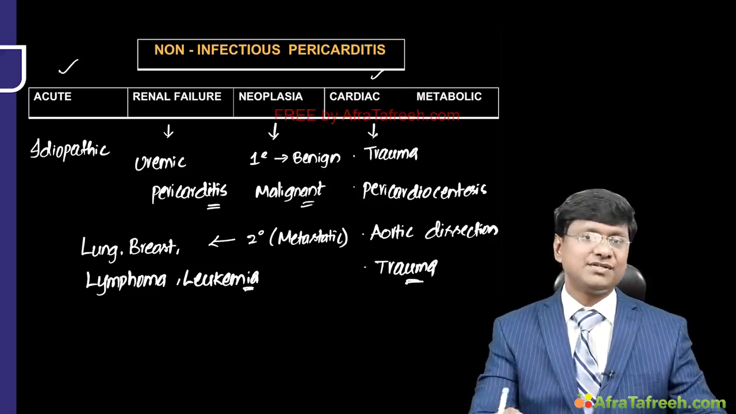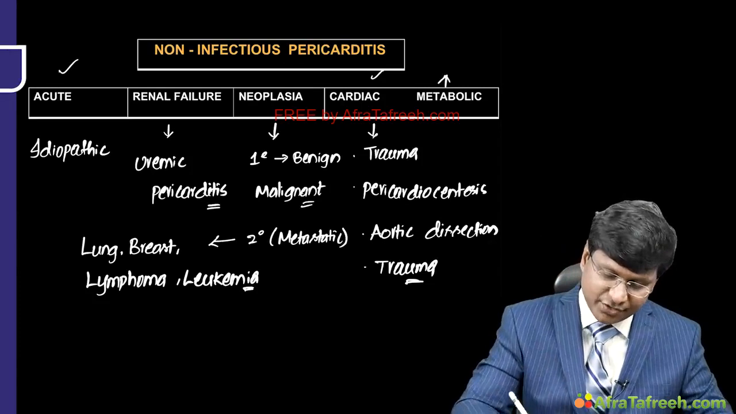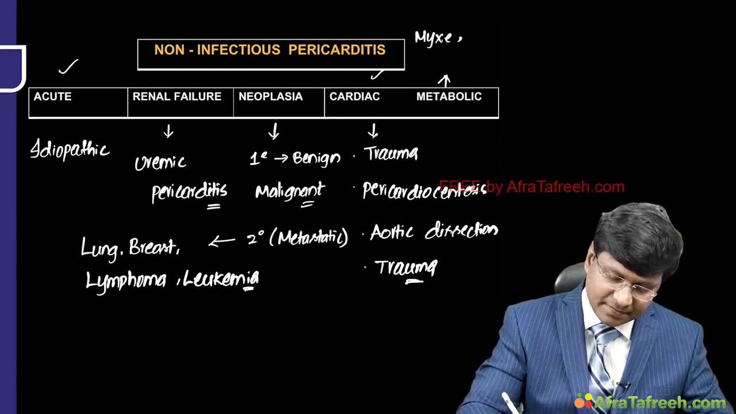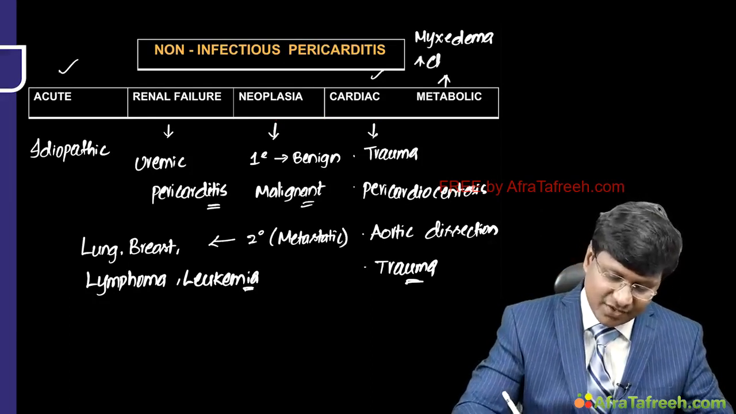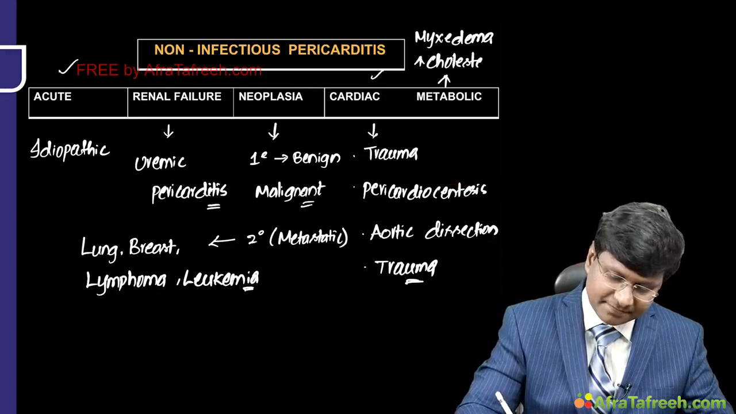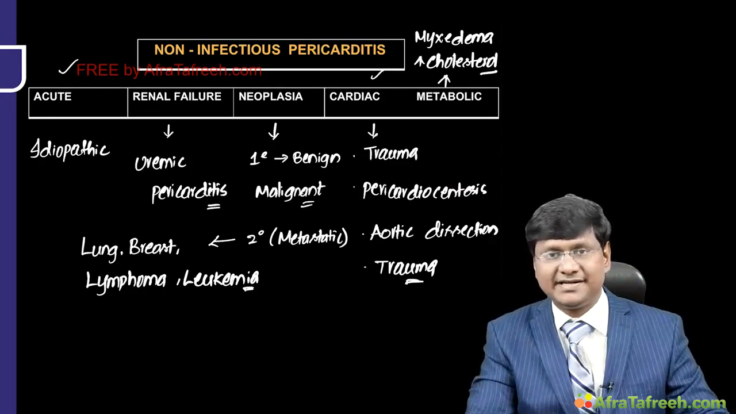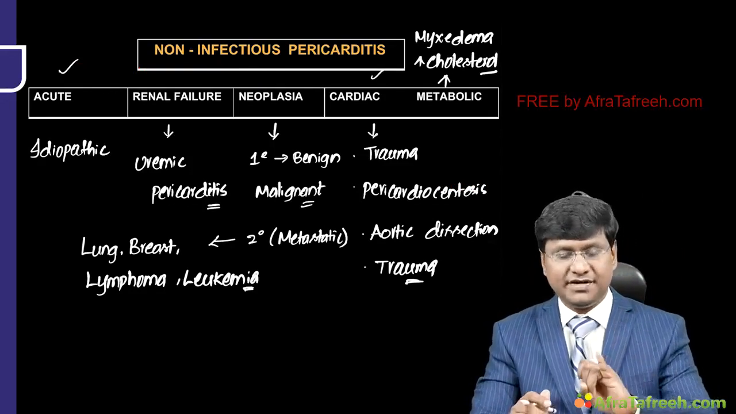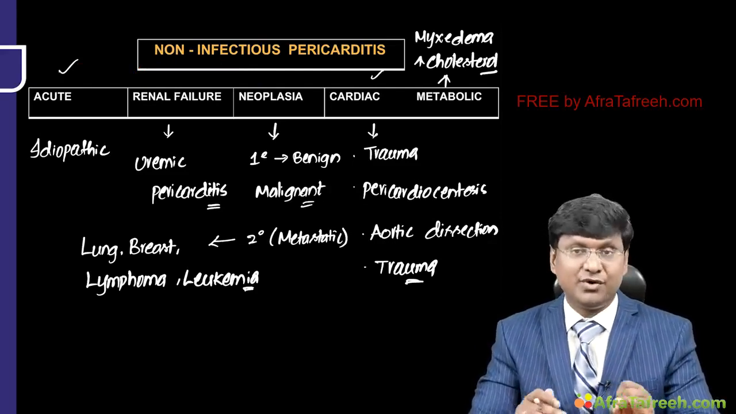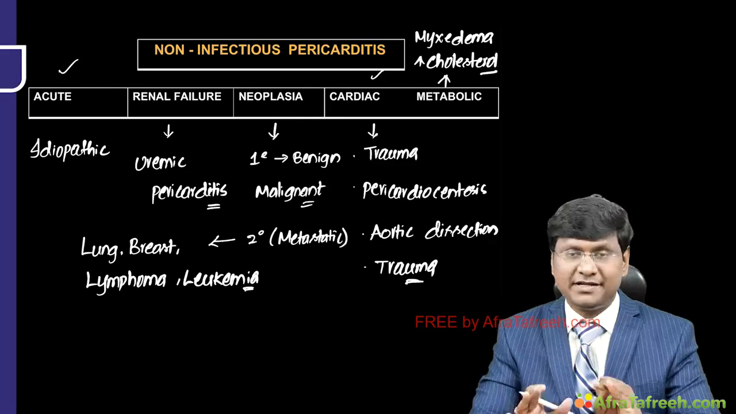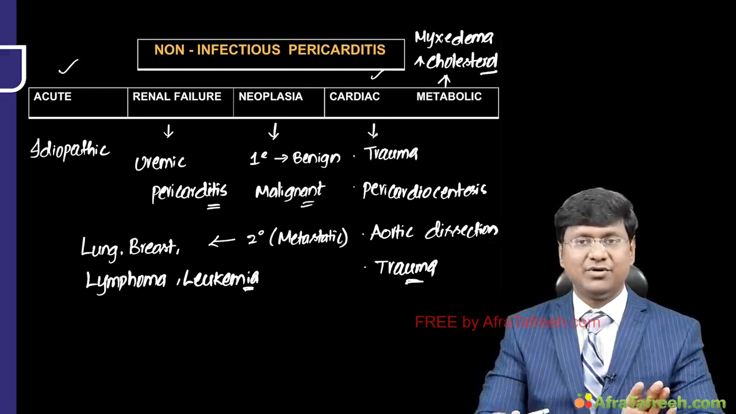Then we have some metabolic causes for pericarditis, and these include hypothyroidism, that is myxedema. And another important metabolic condition is hypercholesterolemia or dyslipidemia. So these are the metabolic causes for the development of pericarditis. Okay, so what have we discussed now? We have discussed infectious causes, out of which the most common will be viral infection. Then we have non-infectious causes, where the most common will be idiopathic. We don't know what exactly is the cause. The others will be renal failure, neoplasia, cardiac and metabolic conditions.